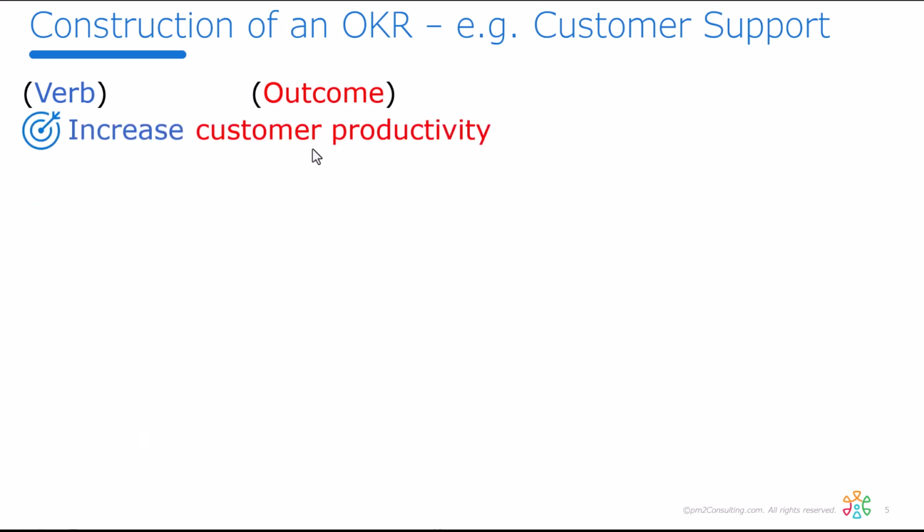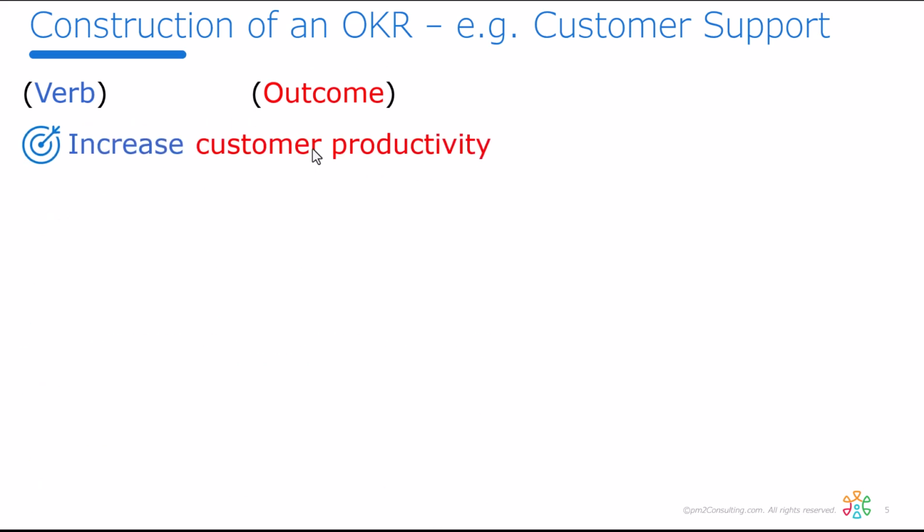So this is a quick example on how to build OKRs best practices for a customer support area. So first off, about the objective. Objectives should be just the verb and outcome, not the output. In this case, our objective for customer support is to increase customer productivity. Obviously, when they're having a problem, they're no longer productive.